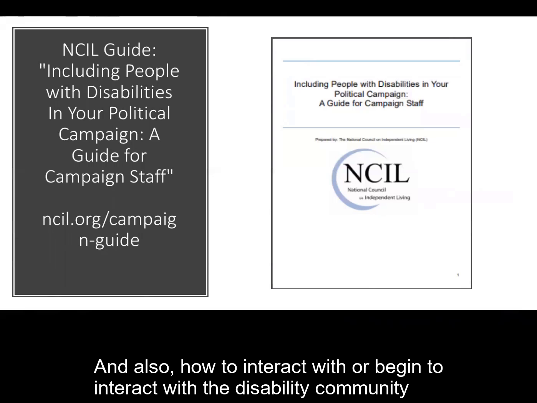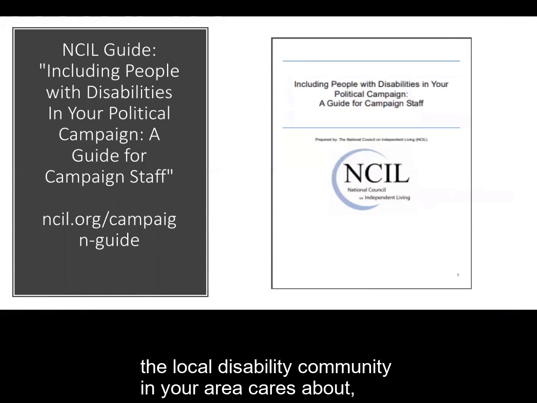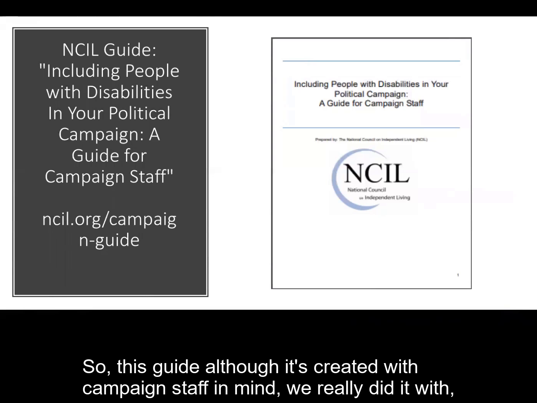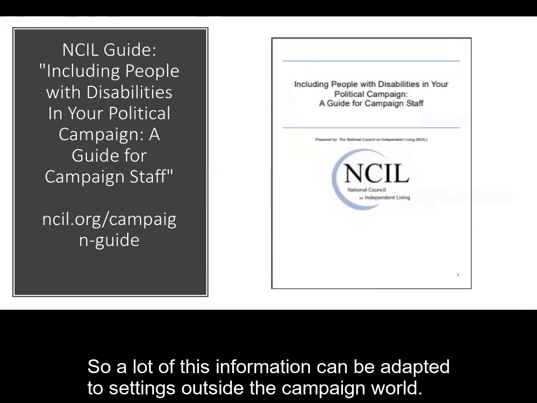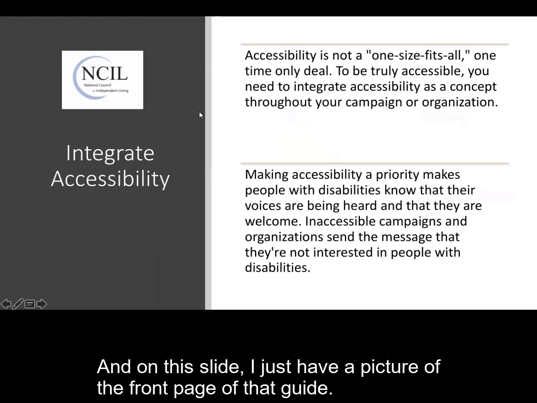And also how to interact with or begin to interact with the disability community at whatever level of office you're running or organization you're running, to find out what the local disability community in your area cares about, what their issues are, how to get them on your side. So this guide, although it's created with campaign staff in mind, has been useful for campaigns and organizations alike. So a lot of this information can be adapted to settings outside the campaign world. And on this slide, I just have a picture of the front page of that guide.